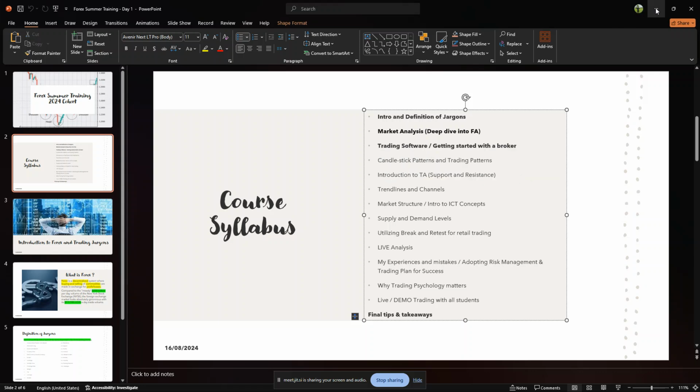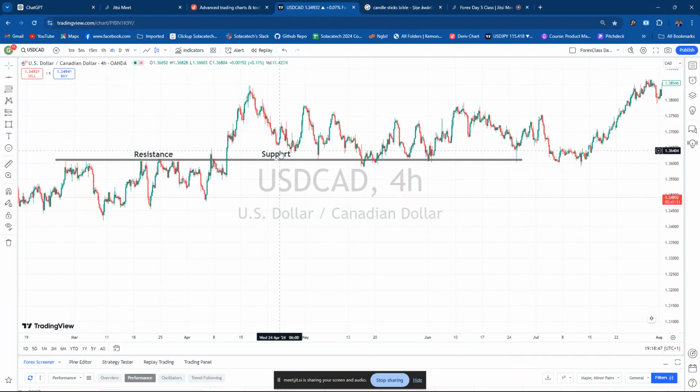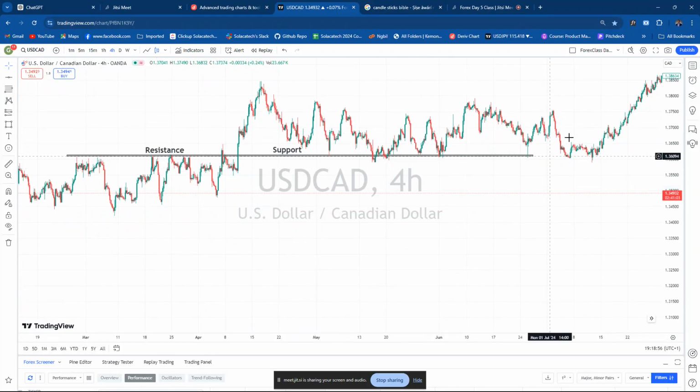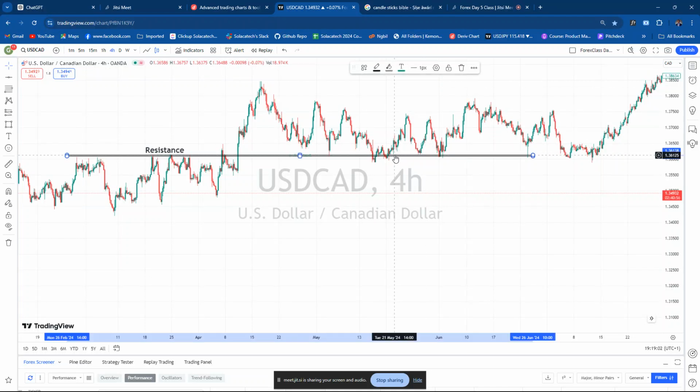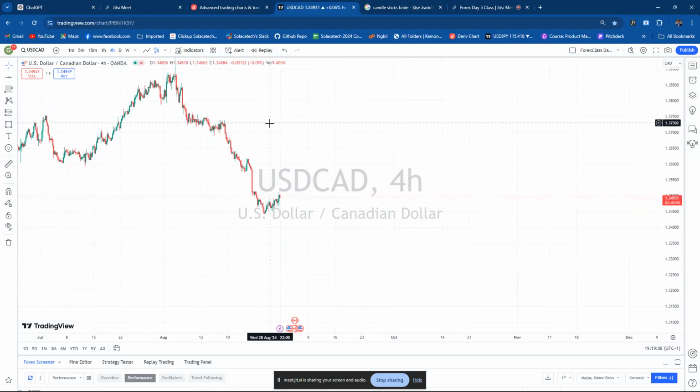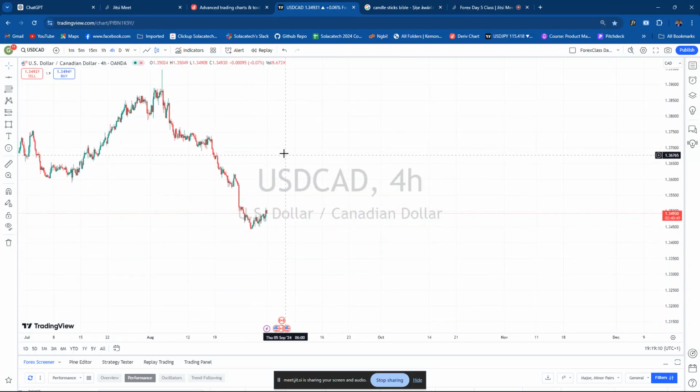Okay, let's look at the patterns now. Lucky us. We've talked about support and resistance. Next class, I'll show you how we apply this fully when we start TA. Now let's look at what we call patterns. The first pattern I want us to look at is the head and shoulder pattern. This one is a trading pattern.